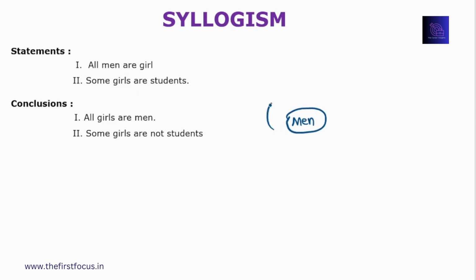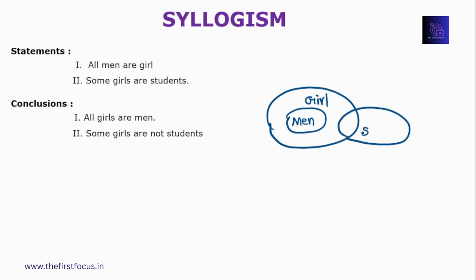All men are girls. The next statement is some girls are students. Some may draw the Venn diagram like this. Let this be men and this be girls. For the second statement, some girls are students, they will draw it like this. Is it right or wrong?